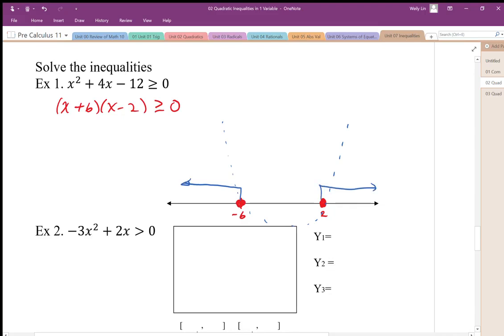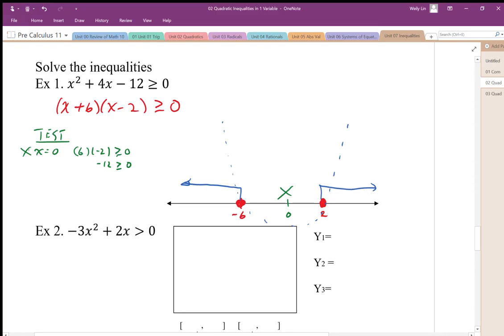The other one is we can actually test. We can just test some boundary positions. The easiest number to always test is going to be 0. So if I test x equals 0, I end up with 6 times negative 2 is greater than or equal to 0. Negative 12 is not greater than or equal to 0. So that represents a no solution position. That means there's a good chance the solution is on the other side.